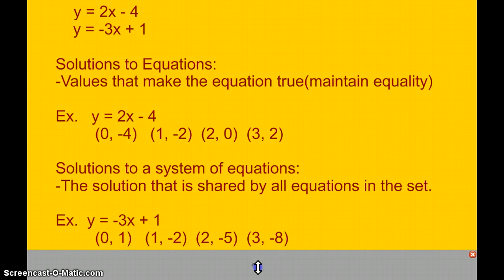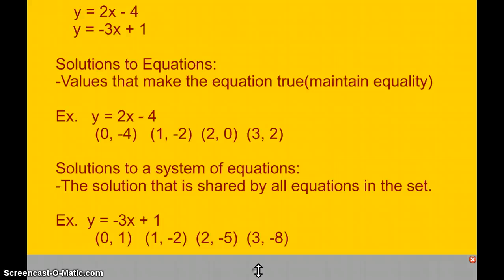So if we look at y equals negative 3x plus 1, I've done a list of solutions for it as well. And so I plugged in the same x values, 0, 1, 2, and 3, and got my outputs. And if you look at the values here, you see 1, negative 2 shows up as a solution to our first equation and our second equation. So that means the values x equals 1, y equals negative 2 represent the solution to our system. Because in a system of equations, the solution refers to the shared solution to both equations.